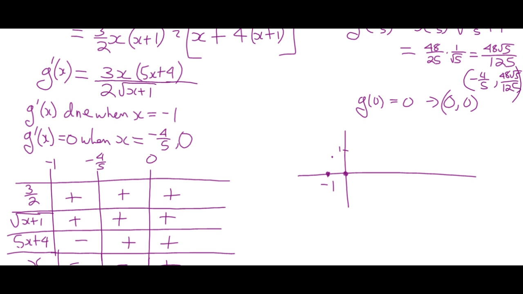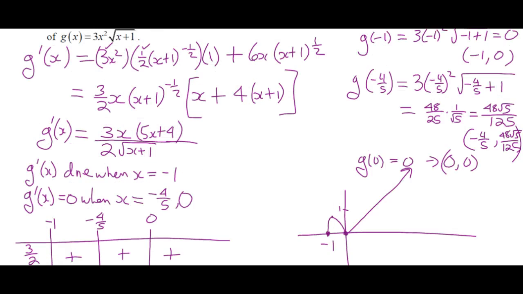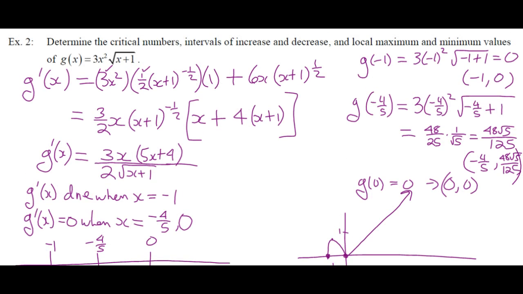All right, so what are we doing, right? So g of x is going up from negative 1 up to here, and then down to here, and then up to infinity and beyond, right? I mean, as the x's get really large, the 3x squared is going to get really large, and this isn't going to do much to keep it in check.